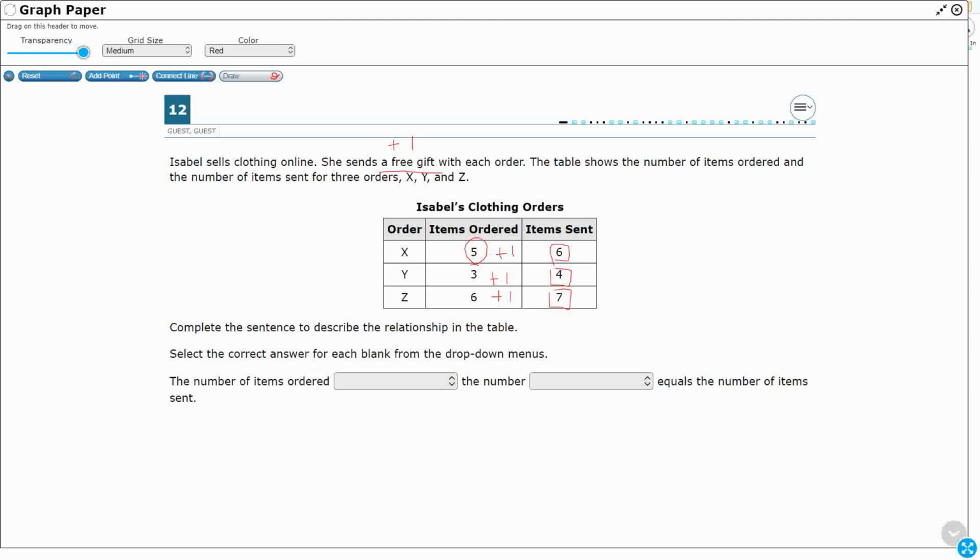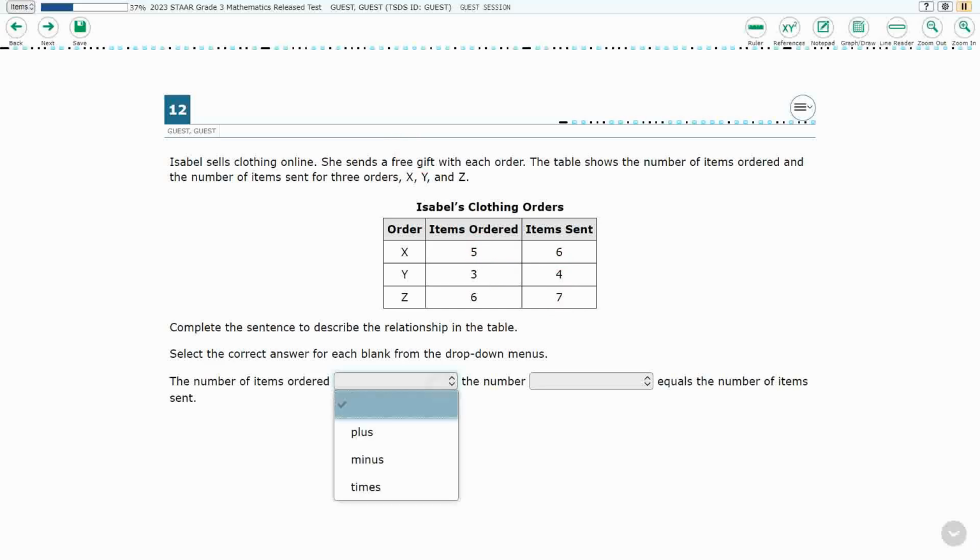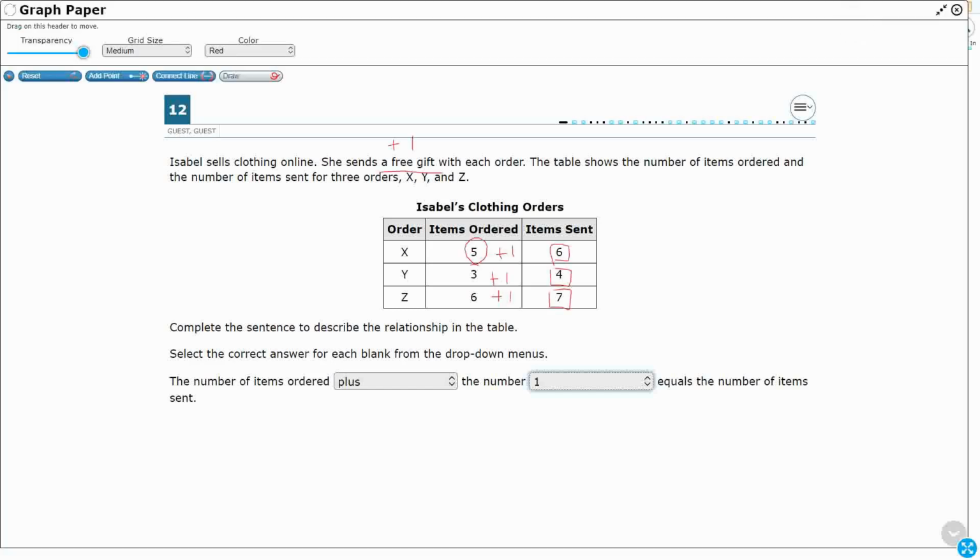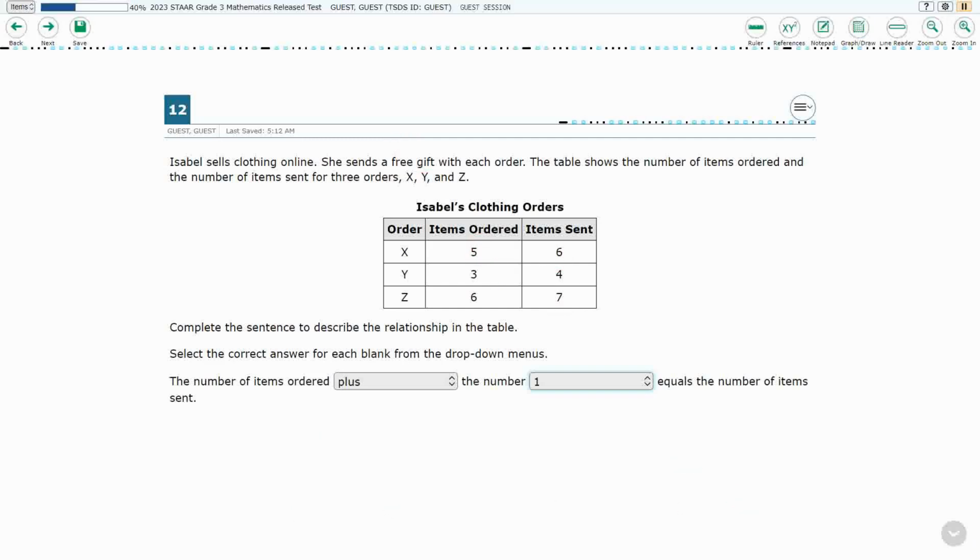So the number of items ordered, well, we are adding the number 1, and that equals the number of items sent, which does work for what we have here, right? So the number of items ordered, 5, plus the number 1 equals the number of items sent, 6, or 3 plus 1 equals 4, 6 plus 1 equals 7. All right, so that's how we get full credit for this 2-point problem. Let's see how we did across the state of Texas.